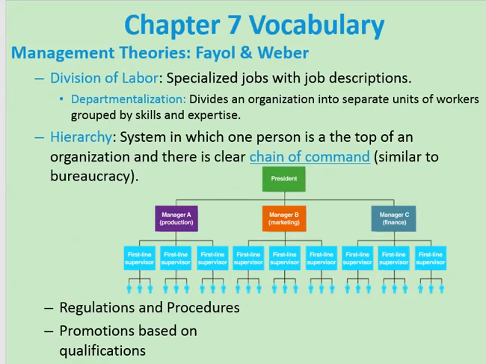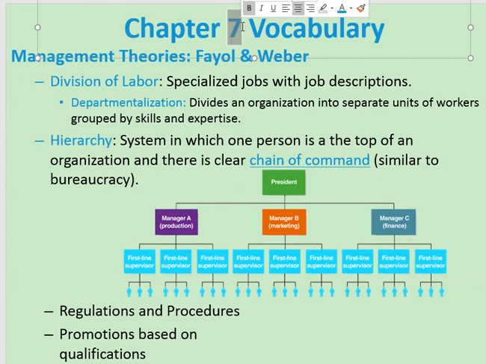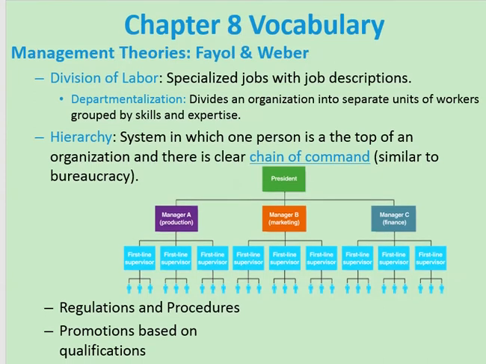So let's take a look at some vocabulary. The classical management theories that we're going to be talking about, and this should actually say chapter 8, I apologize, are Henri Fayol and Max Weber. What did they want? They wanted these main 4 things that they had in common. They wanted what's called division of labor. Division of labor is just saying we're going to have specialized jobs with job descriptions.